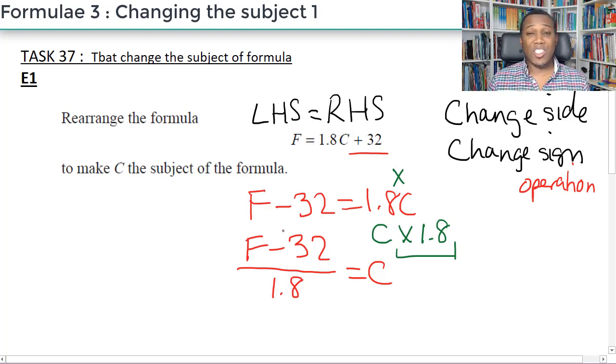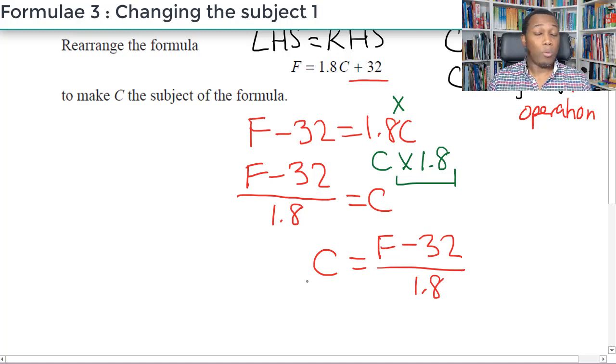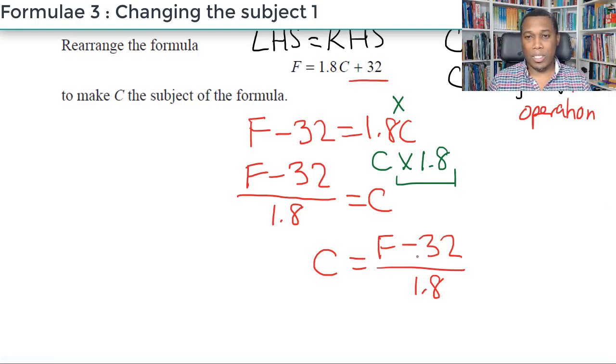So the entire left-hand side has to be divided by 1.8. And as I told you, see what happened here where C is on the right-hand side. If you want, and I suppose it's good practice, we can swap over the sides at the end and say C is F, take away 32, divided by 1.8. At that last stage, we don't have to change any sides or signs. The reason we don't have to change anything is because we're just doing a like-for-like swap. Okay, I'll leave it at that for simplicity.